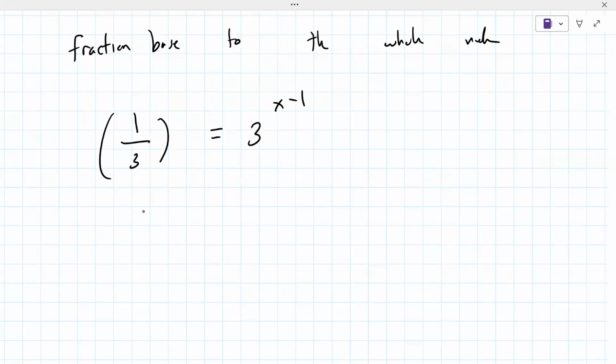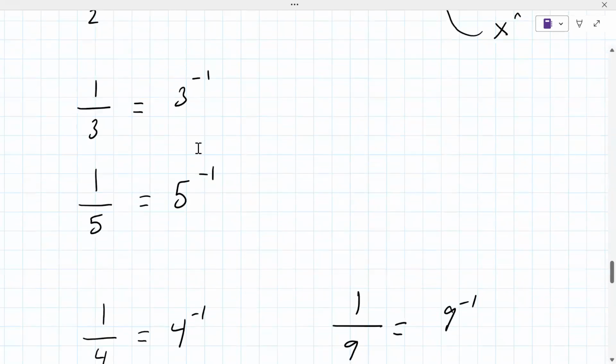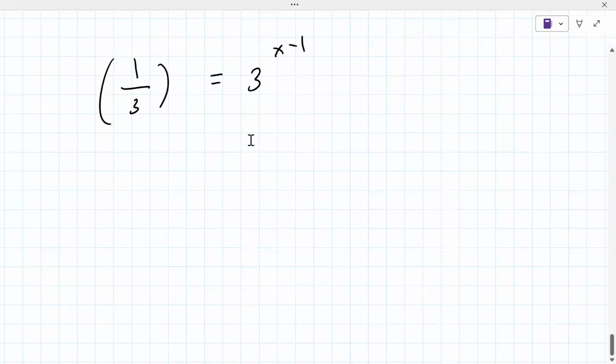Let's go back and look. 3 to the negative 1. Yes, okay. You'll find I often lead into what we're going to do. Now what can we do? Negative 1, and then you solve it. So negative 1 equals x minus 1. So it's just 0 equals x. x equals 0. Good.